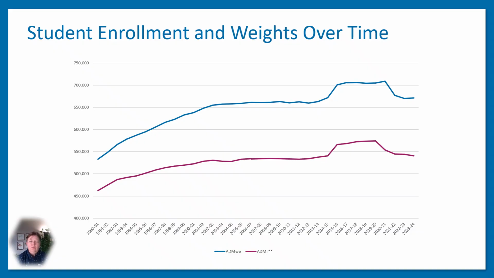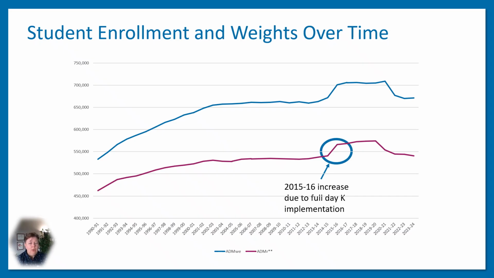This slide gives you a visual of how student enrollment and weights have changed over time. So you can see there's a blue bar showing the weights in the state school fund, and then a maroon bar showing average daily membership, or ADM. And so you can see that over time, those are generally rising and falling along with each other.